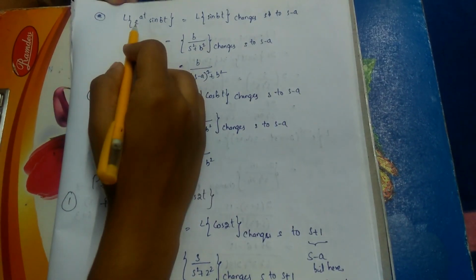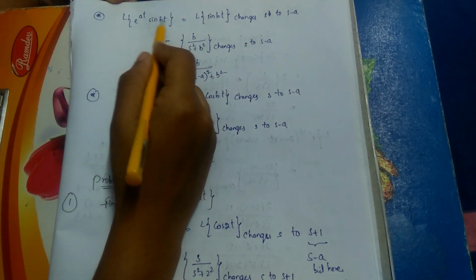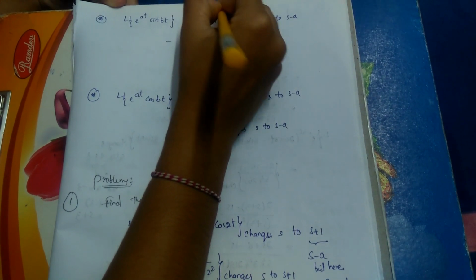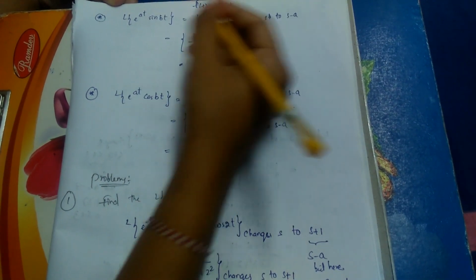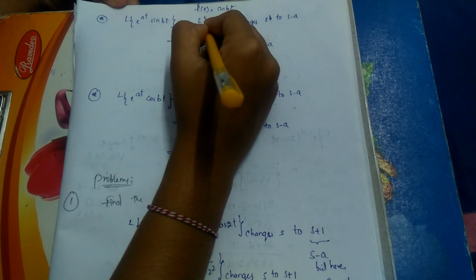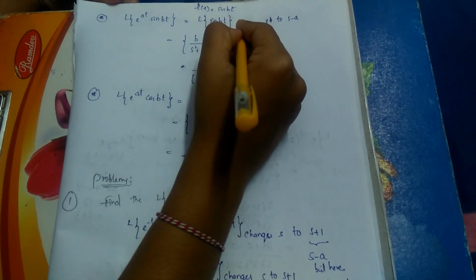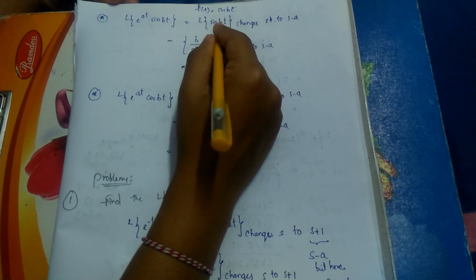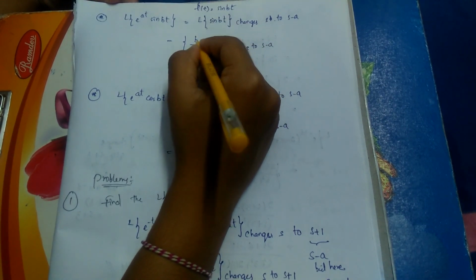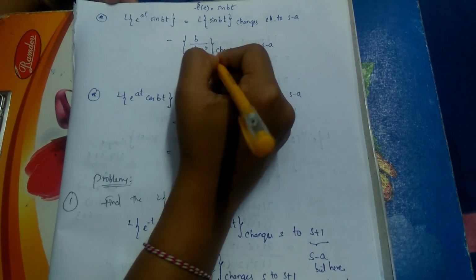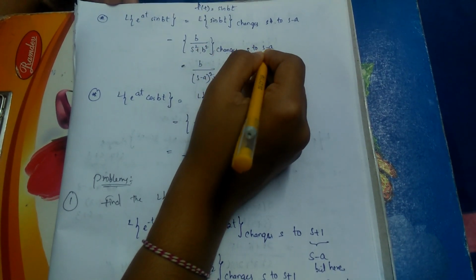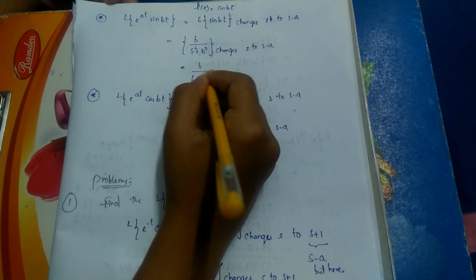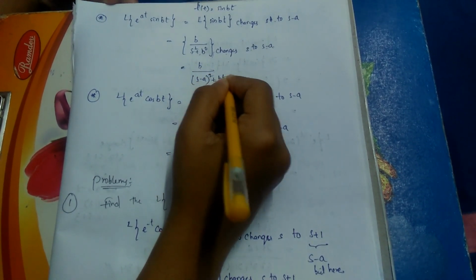Here, the Laplace transform of e^(at) into sin bt. So here f(t) is equal to sin bt. That equals the Laplace transform of sin bt with s changed to s minus a. The Laplace transform of sin bt is nothing but b by (s squared plus b squared), and this changes from s to s minus a. So in the place of s we have to substitute s minus a, giving b by ((s minus a) whole squared plus b squared).